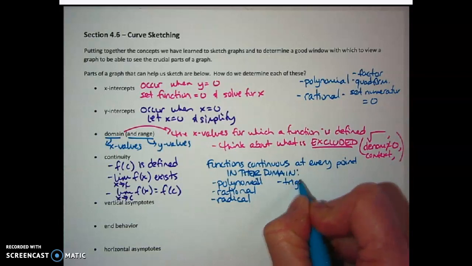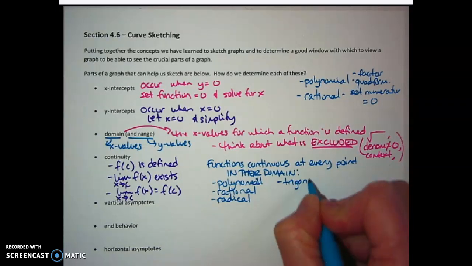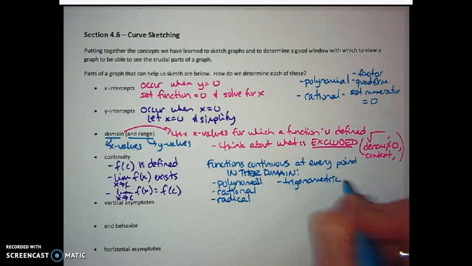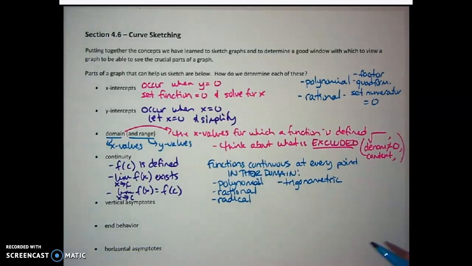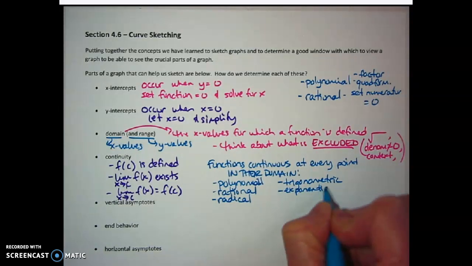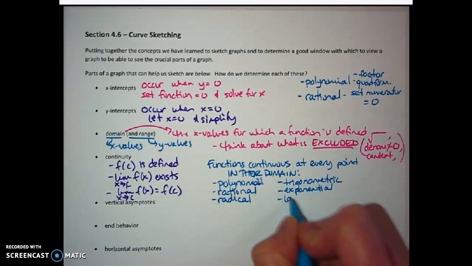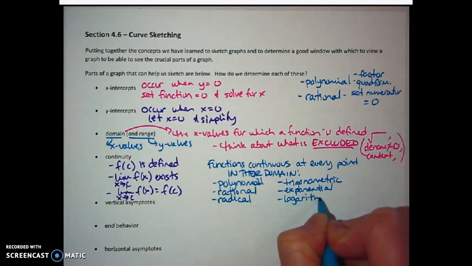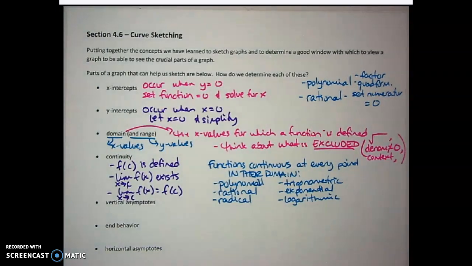Trigonometric functions, again, in their domain, they are continuous. Some of them have asymptotes, but those asymptotes are not part of their domain. Exponential functions and logarithmic functions. These are all continuous functions.